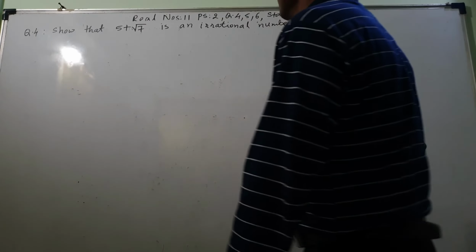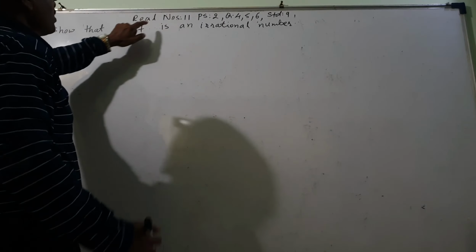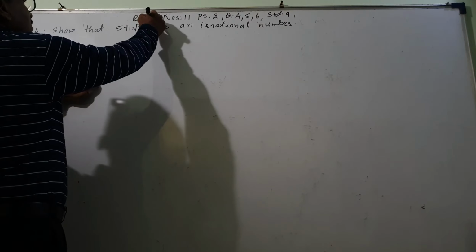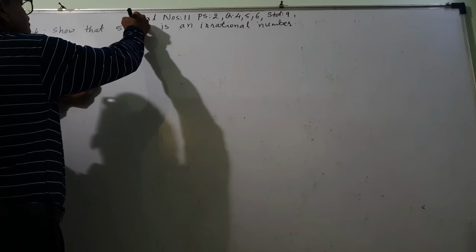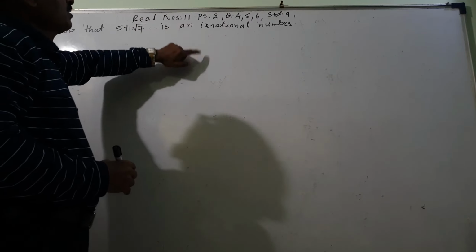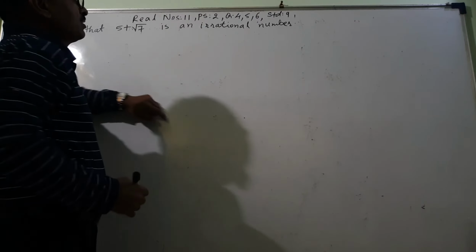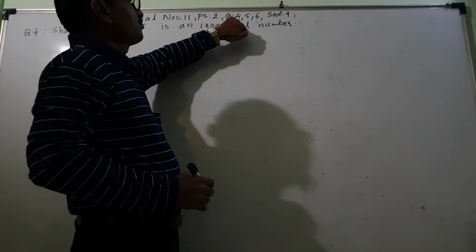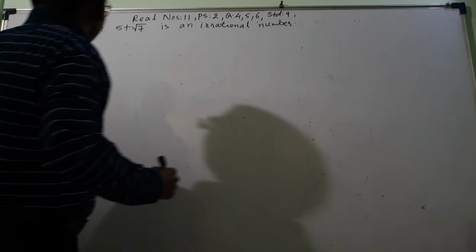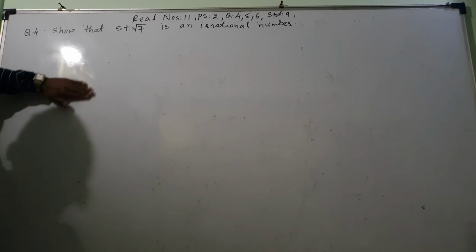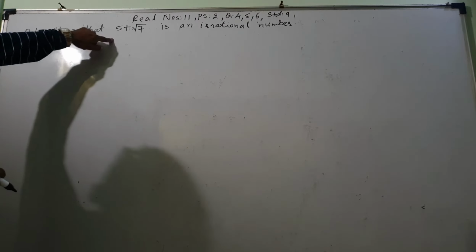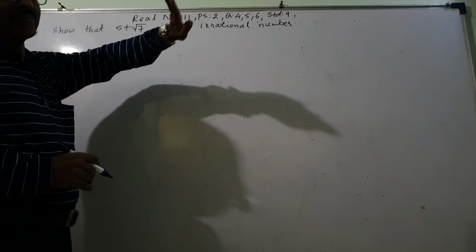We are in the 11th video now, real numbers. This is problem set 2. Here we will try to complete questions 4, 5 and 6. The fourth question I have already written on the board. Show that 5 plus root 7 is an irrational number.